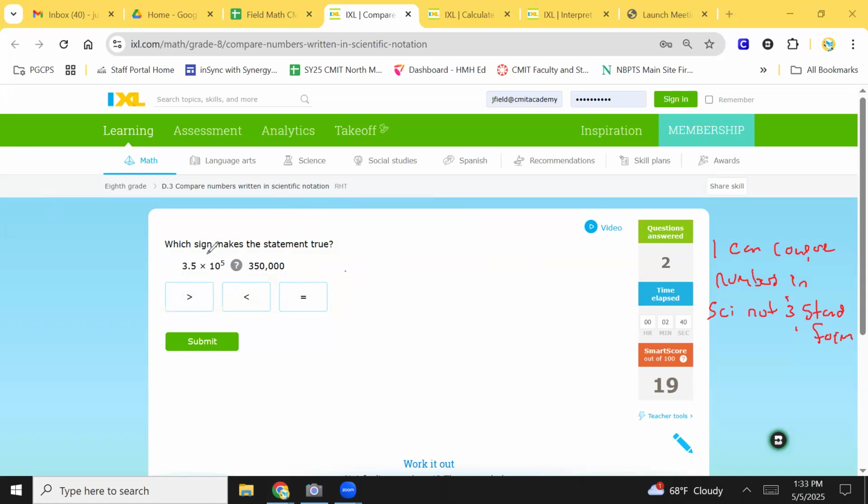So again, scientific notation, and then also you could take the standard form and put it in scientific notation and just see which one has a bigger exponent. It's another way. So I have 1, 2, 3, 4, 5 things after the decimal. So that one would be 3.5 times 10 to the fifth because of the 5 things after the decimal. And this one is 3.5 times 10 to the fifth. Okay, they're equal. They are exactly the same.